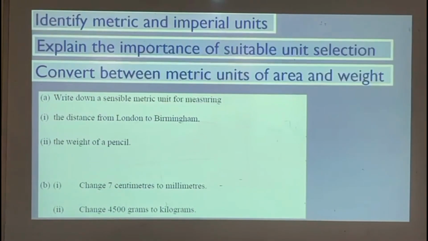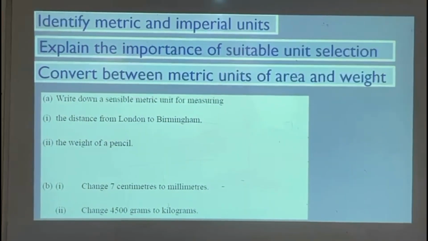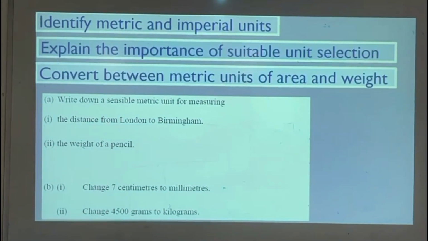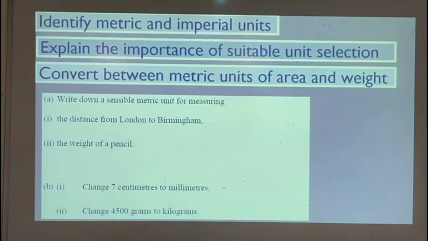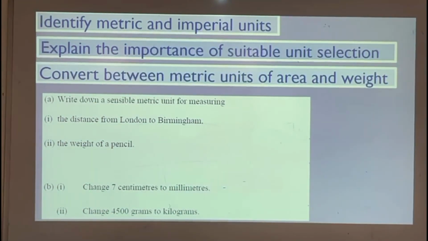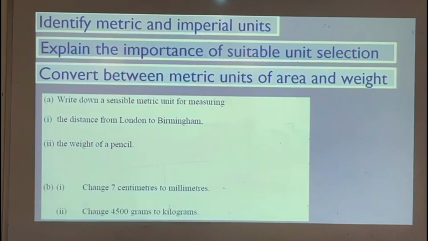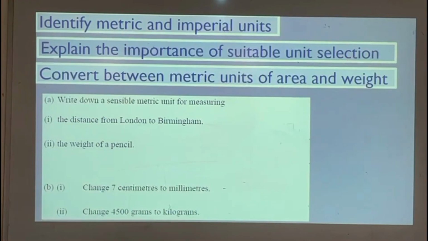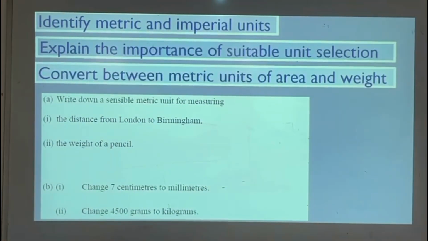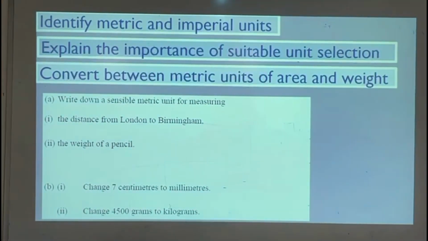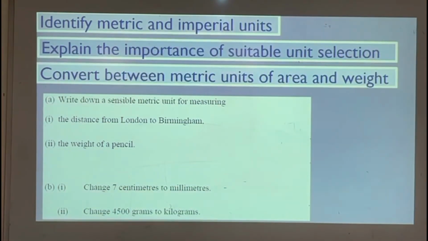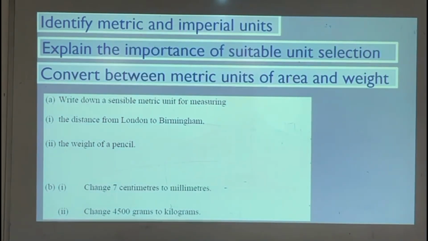So have a go at these questions here. So you need to write down a sensible metric unit for measuring the distance from London to Birmingham. The weight of a pencil also, that would be 2 marks in the exam. As well as that, I want you to try and change 7 centimeters into millimeters and try and change 4,500 grams into kilograms. So have a go at that, and if you can do all of this, then you've got those 3 learning objectives achieved.